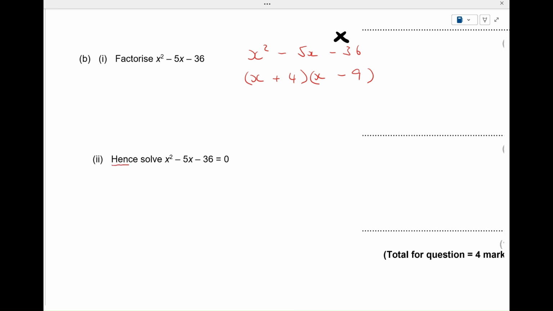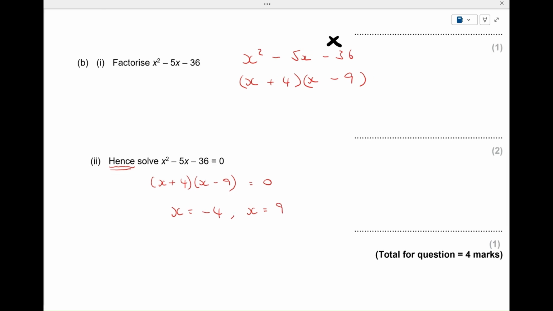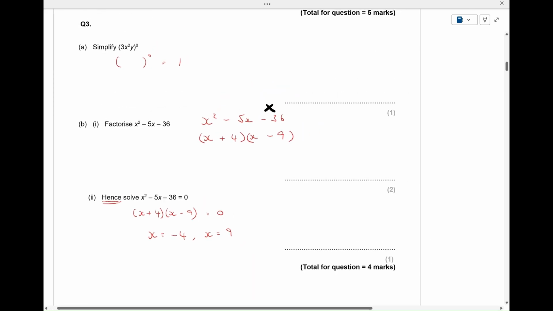Now, part 2, hence, solve this quadratic equation. So I've already factorized the left. So that's why they say hence. They mean use your previous answer. And so now if I've got x plus 4, one of my answers is going to be x equals minus 4. And if I've got x minus 9, one of my answers is x equals 9. Question 3, done and dusted.